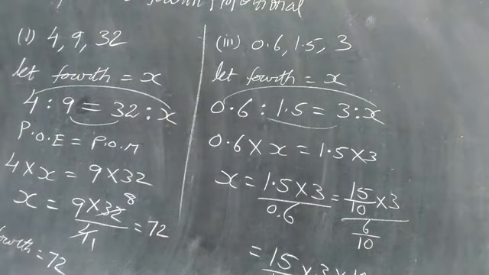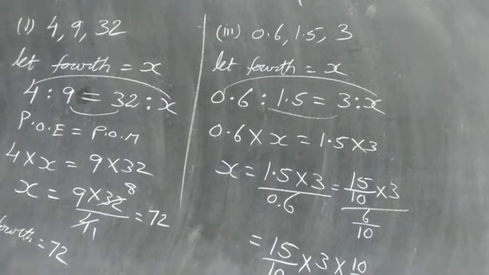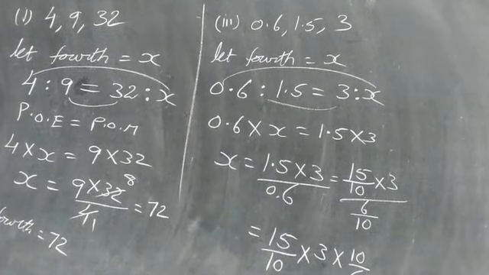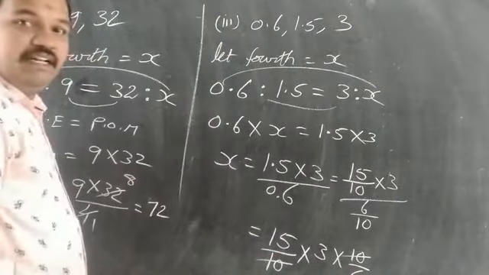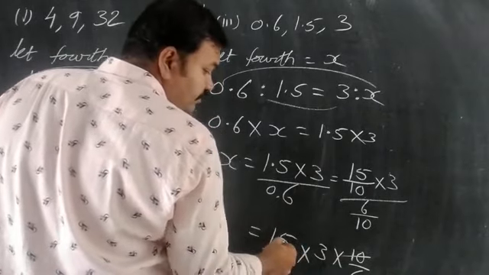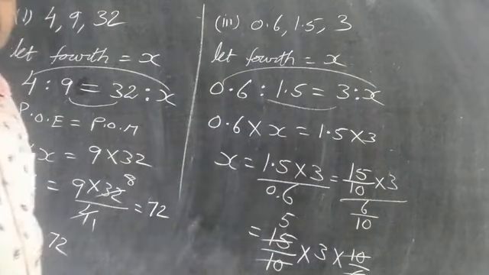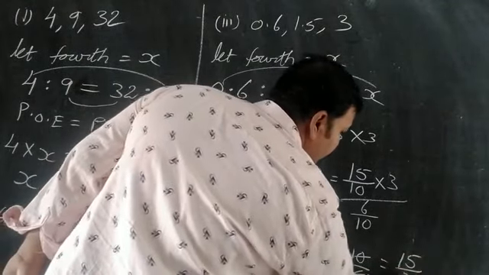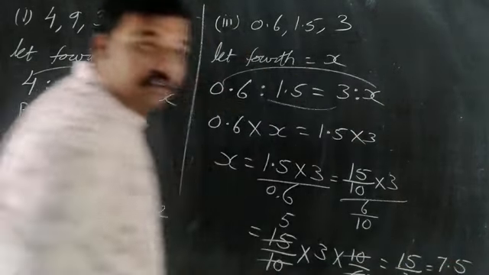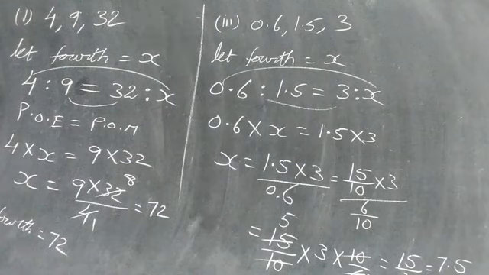Taking the reciprocal of 6 by 10, it is 10 by 6. Now 10 and 10 will cancel. Using 3 table, 3 5s are 15, so 15 by 2; the 6 will change as 2. So 15 by 2 is 7.5. The answer for the sum is 7.5. Write these two sums in your CW.